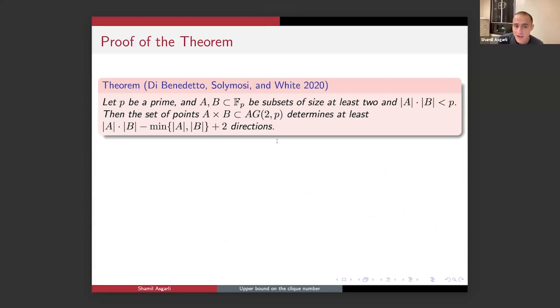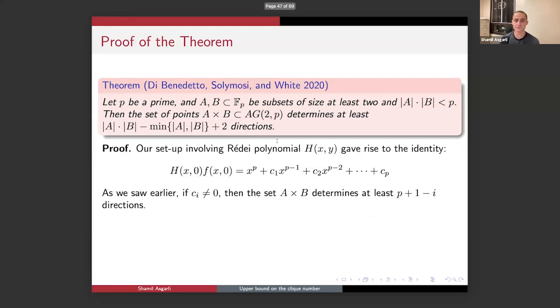So let p be a prime and let A and B be subsets of Fp of size at least 2, and suppose that the size of A times the size of B is less than p. Then this set of points, the Cartesian product A cross B, determines at least this many directions. If you remember our setup, we actually specialized the product of h(x) and f(x) at the horizontal direction. That's when you plug in y equals 0.